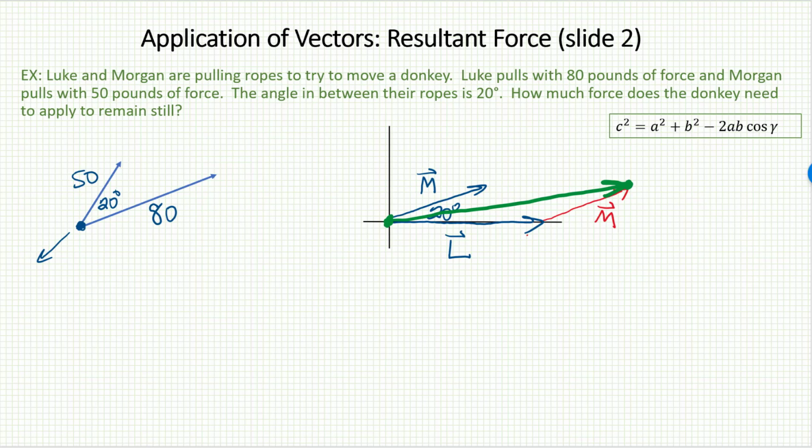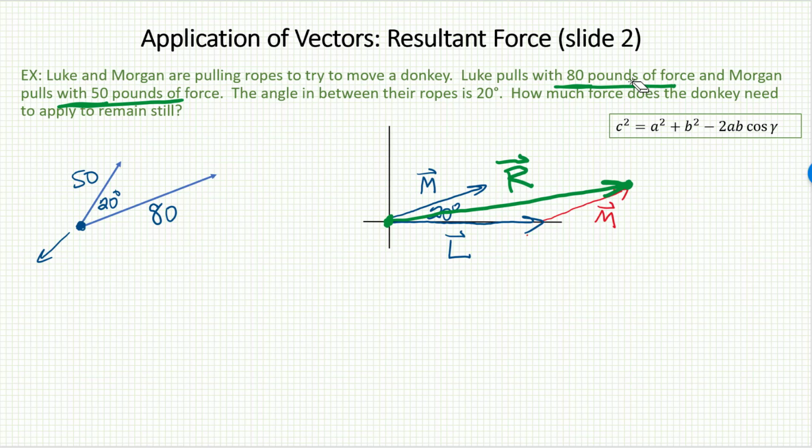By the way, the easy answer might have been to think, well, wouldn't I just add up 80 and 50 and the answer would be 130 pounds? And that would be true if Luke, Morgan, and the donkey were all standing in a straight line. If Luke and Morgan were pulling in the same direction, then sure, the total force would be 130 pounds. But they're losing a little bit of force since they're not standing in a straight line there. And you can see that the length of the green vector is a little bit shorter than the lengths of L and M combined. Let me call the green vector R for the resultant vector. I just need to know the length of vector R, and that will answer the question.